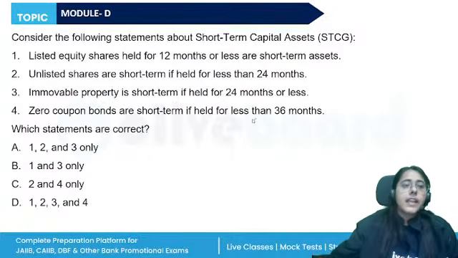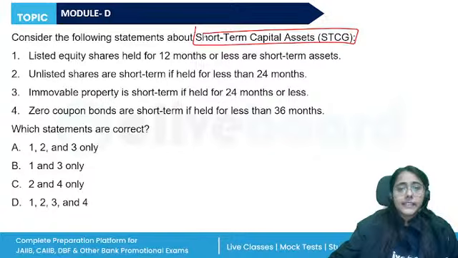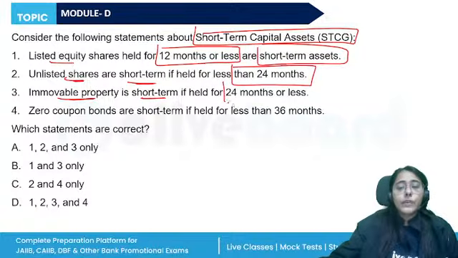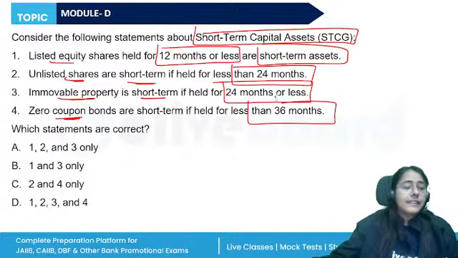Okay. Consider the following statements about the short-term capital assets. Listed equity shares held for 12 months or less are short-term asset. Unlisted shares are short-term if held for less than 24 months. Immovable property short term if held for 24 months or less. Zero coupon bonds are short term if held for less than 36 months.